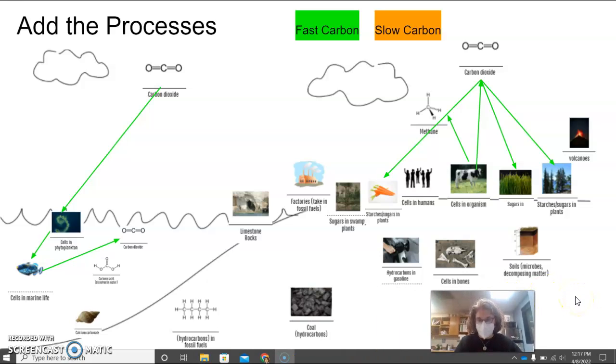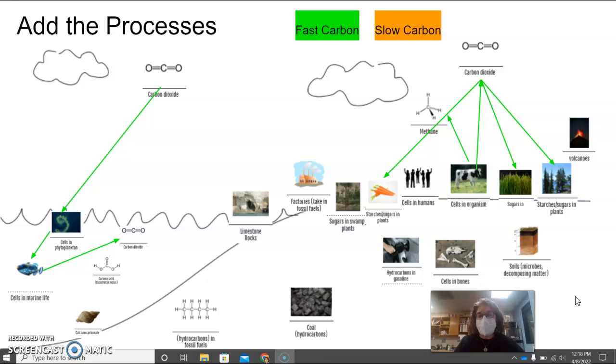I know it's quite busy here. I have not labeled the processes that are represented here, but go ahead and pause the video and see if you can identify what some of these particular arrows are representing. Did you pause the video? Have you given it some thought?